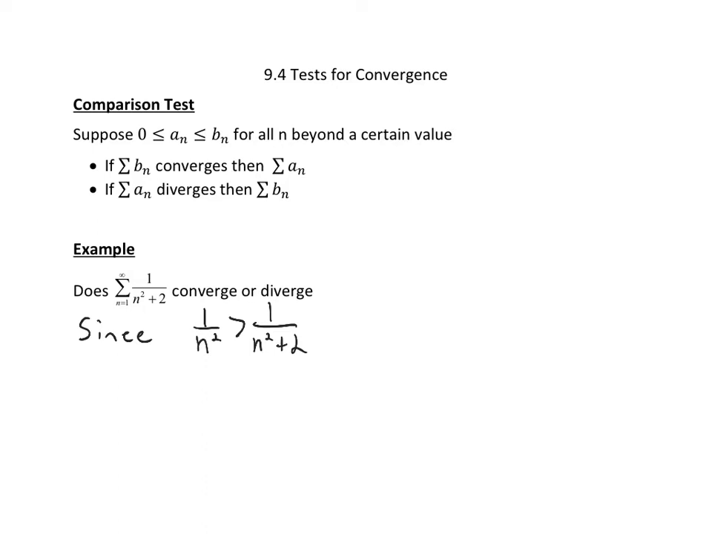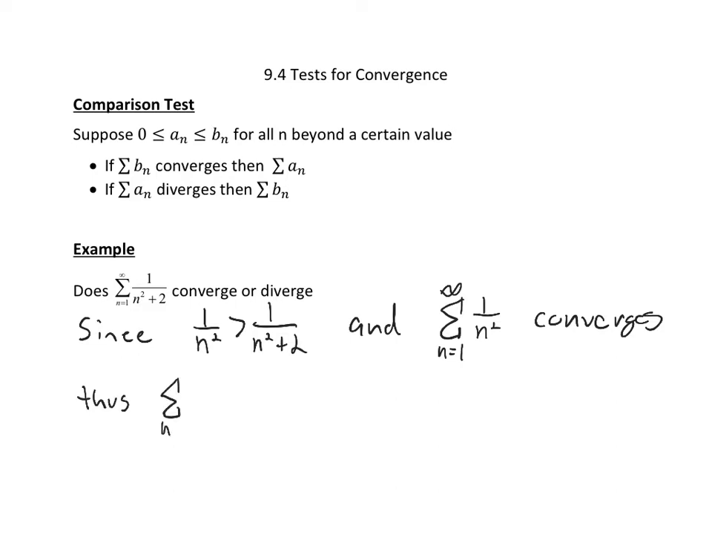Since 1 over n squared is greater than 1 over n squared plus 2, and we know the series from n equals 1 to infinity of 1 over n squared converges. How do I know that? I know that because it's a p series and p is greater than 1. So 1 over n squared converges. Thus, the series from n equals 1 to infinity of 1 over n squared plus 2 converges also.